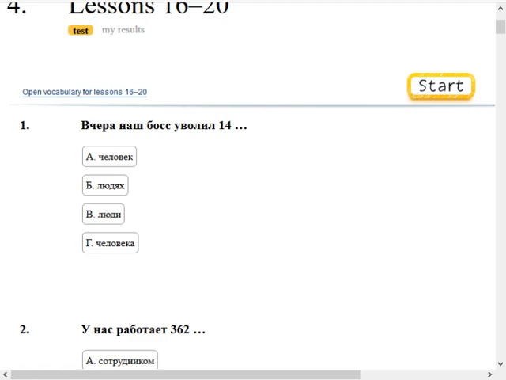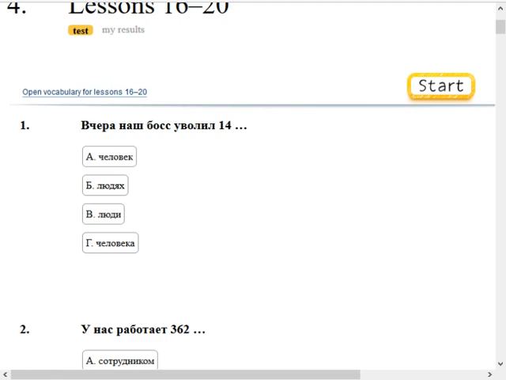So, quick review of how numbers go and how numbers change the case in Russian. First of all, the text at the top says, yesterday our boss fired 14. And then obviously the missing word is people. So yesterday our boss fired 14 people. Very unfortunate. That was a bad day for the company. But as far as numbers go, numbers ending in 2, 3, or 4, where the last digit is 2, 3, or 4, use the genitive singular form, except for the teens. So if this were any other number ending in 4, we would use the genitive singular form of человек.